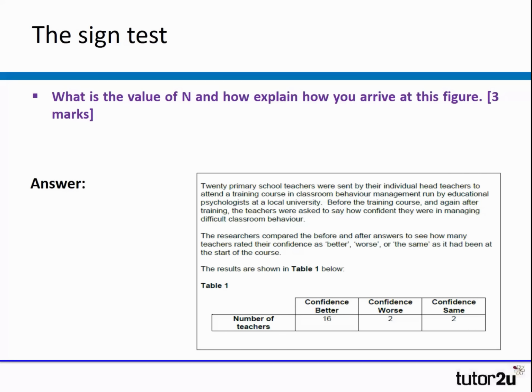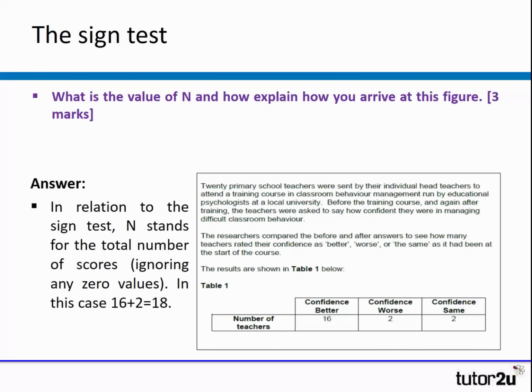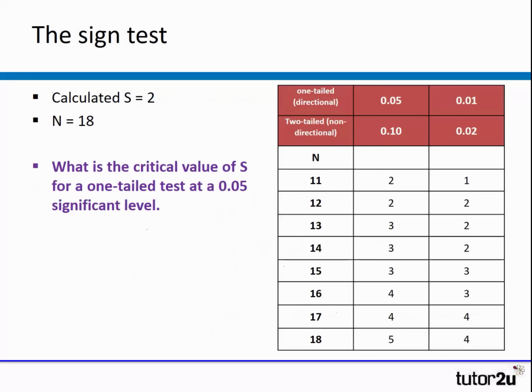You could be asked exactly the same thing. What is the value of N? And explain how you arrive at this figure. And again, we know that in relation to the sign test, N is the total number of scores, ignoring any 0 values, so the same here. In this case, it would be the 16 plus the 2 equals the 18. Okay, so the value of N quite simply is 18, and we've explained how we arrived at that N.